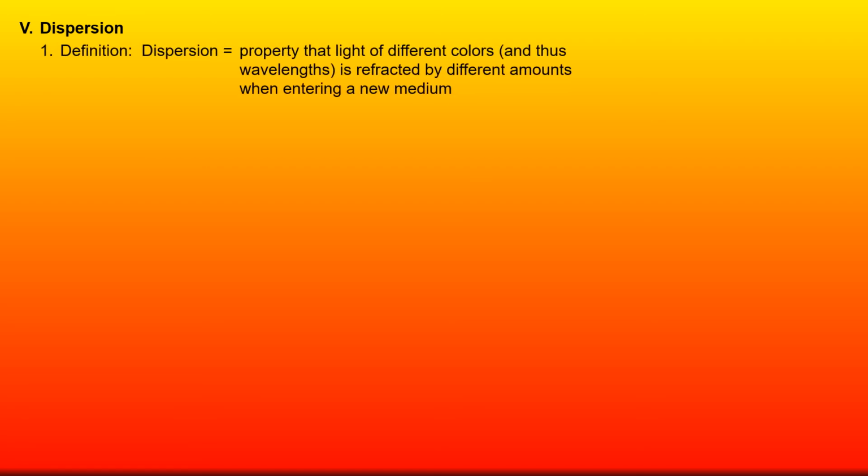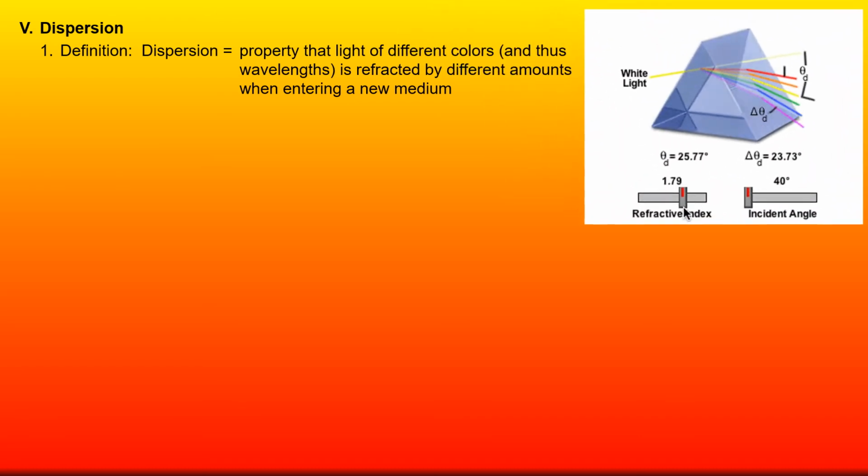In the last effect of refraction that we'll take a look at today, one that I've alluded to many times throughout this presentation, is what we call dispersion. Dispersion is the property that light of different colors, and thus different wavelengths, is refracted by different amounts when entering a new medium. So we know that light gets refracted, but it turns out that different colors of light get refracted by different amounts.